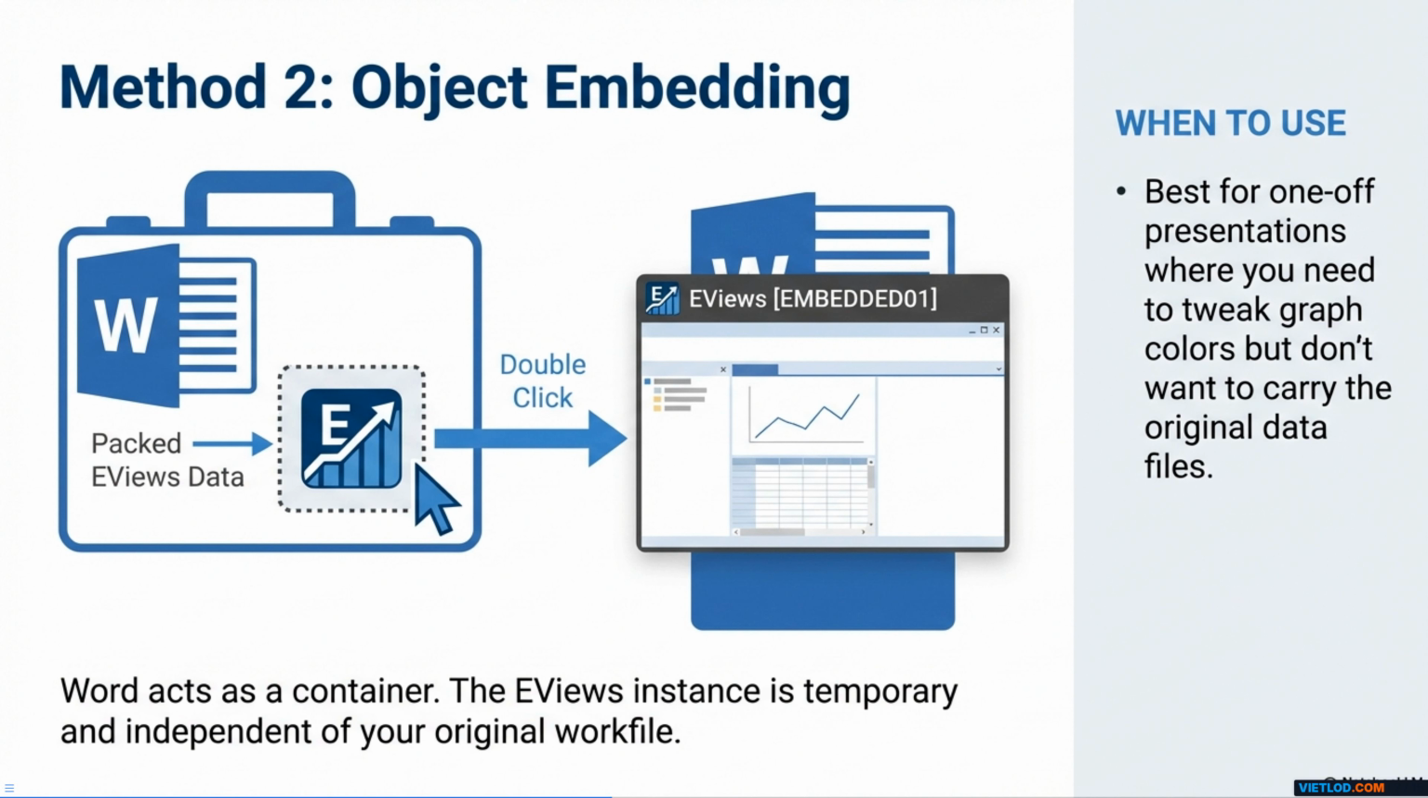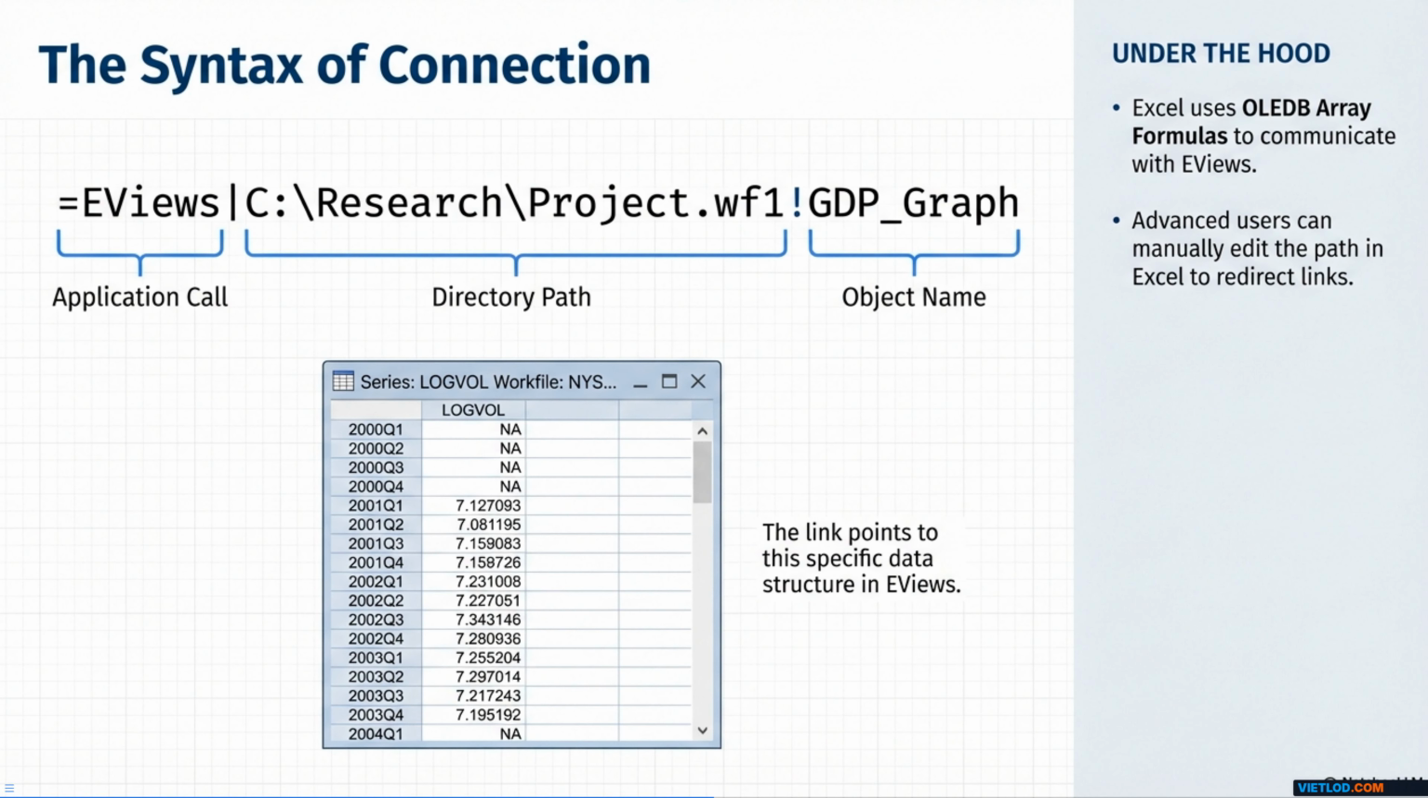With embedding, your Word document acts as a container. It holds a complete, packed copy of the EViews data and object. When you double-click an embedded object in Word, it opens a temporary, independent instance of EViews right inside your document. The title bar might say something like EViews Embedded 01. This method is best for one-off presentations or papers where you need to make small cosmetic edits, like changing graph colors, but you don't want the hassle of carrying around the original, large data files.